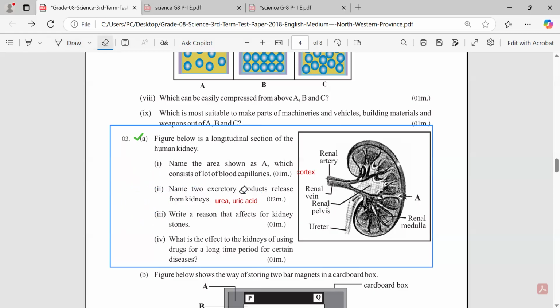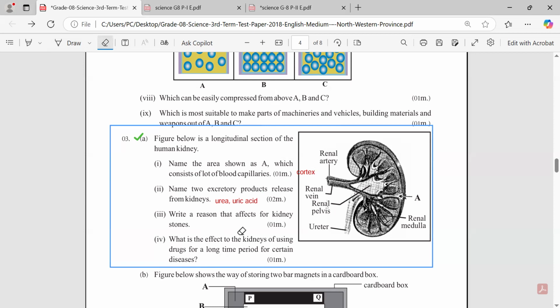All right. Okay. Third one, Alia, what did you write? Write a reason that affects the kidney, effects for kidney stones. Not drinking enough water. Yeah, that could be one. Anything else, does anyone have a different answer? Intaking salty diets regularly, and also not passing urine at the proper time when the urge comes. Okay, that is also a problem.